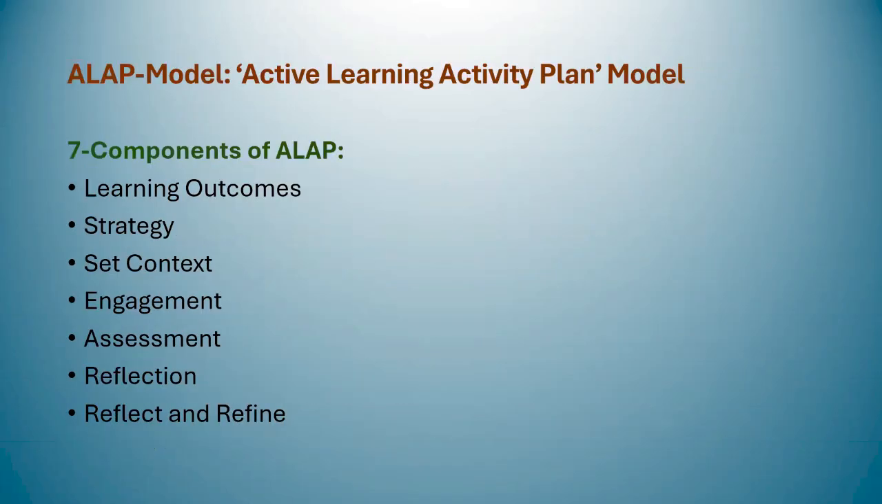There is the ALAP model, A-L-A-P, and this is for the active learning activity plan. A for active, L for learning, A for activity and P for plan. Active learning activity plan. This ALAP model has 7 components.